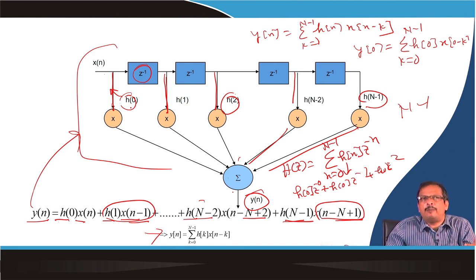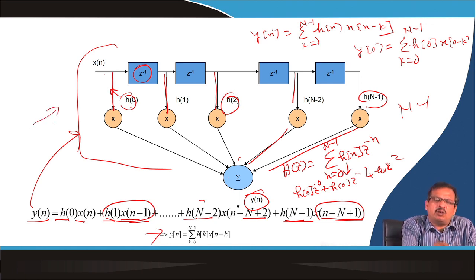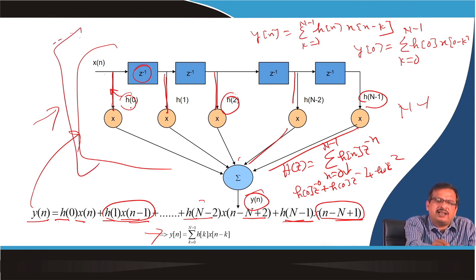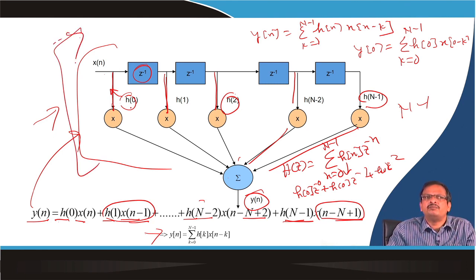x(n) is applied, delayed by one sample, multiplied with the filter coefficients and summed, and I get y(n). So this can be written in a program. If x(n) is known, h0 is known, h1 is known, h2 is known, I can represent this as an algorithm, which is the computation of the convolution. So now my filter is an algorithm.